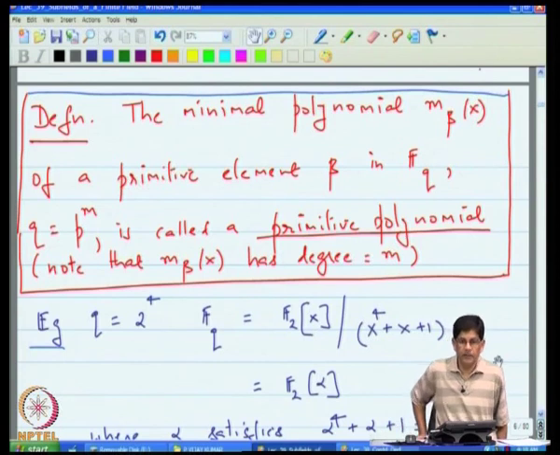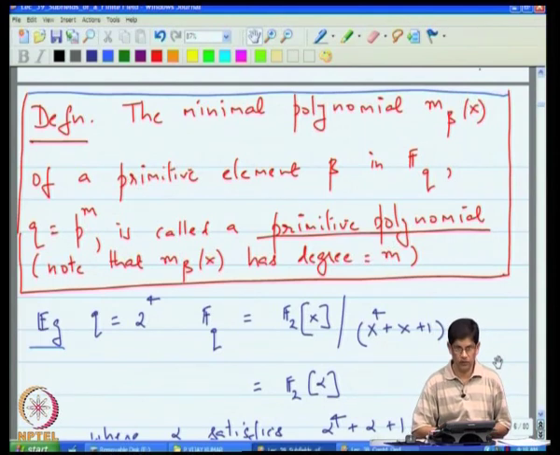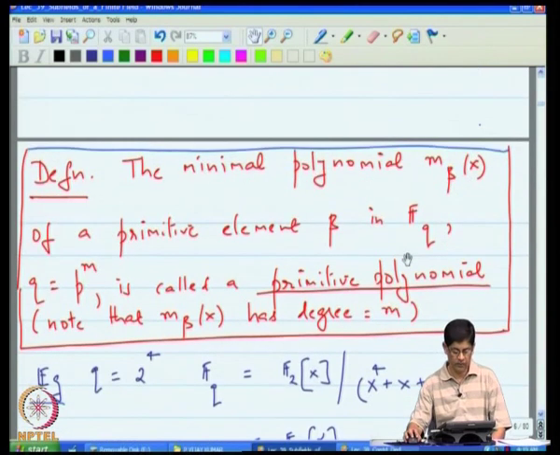Just a definition that we will need to call upon later. The minimal polynomial m_beta of x, so the notation stays the same, but for the cases when the beta is a primitive element of the finite field, then m_beta of x is called a primitive polynomial, and we have already seen that primitive polynomials are of degree m. Okay, we just saw that in the previous lemma.